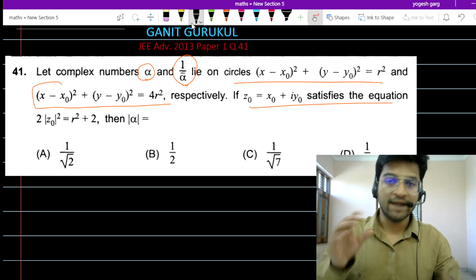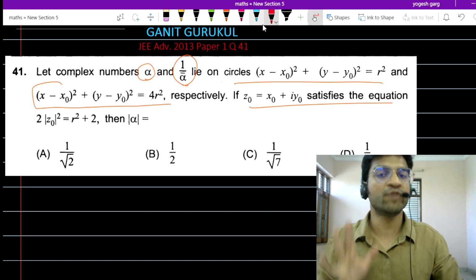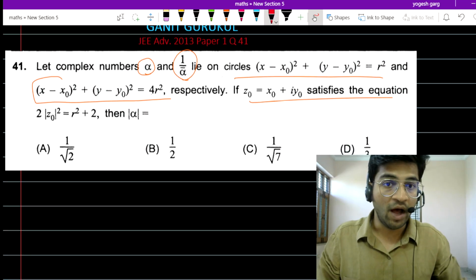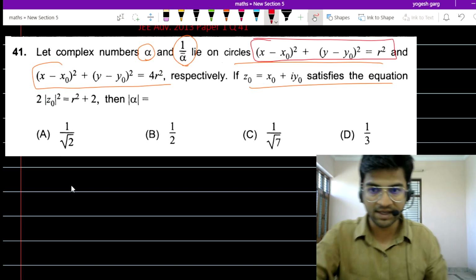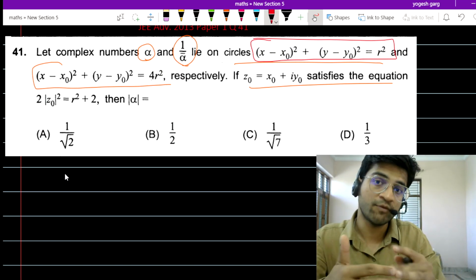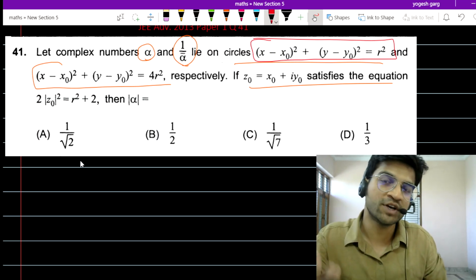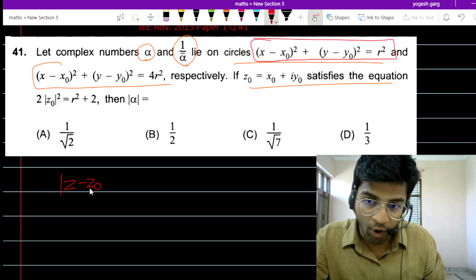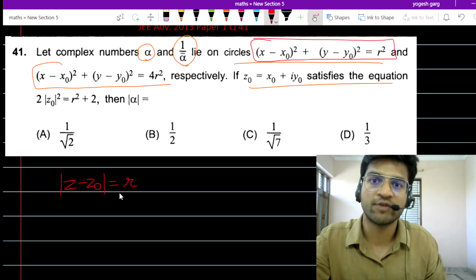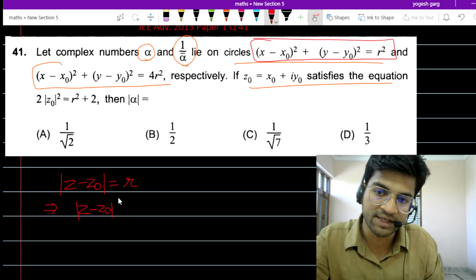Now there are certain interesting things over here, and there is certain very important knowledge which has to be applied over here. That is how to write this equation in terms of complex numbers, in terms of modulus. What is the equation of a circle in terms of complex numbers? It is mod of z minus z naught is equal to r, where z naught is the center, x naught plus iota y naught, and r is the radius, right? Or we can also write this as mod z minus z naught square is equal to r square.